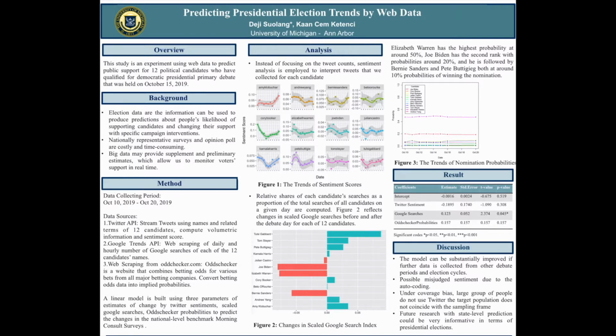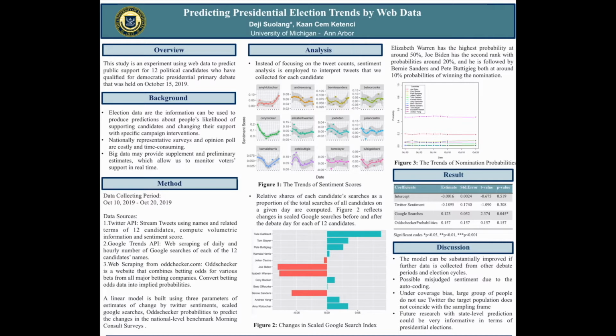As shown in the method section, we use three primary data sources for our study, and they were all obtained through R programming. The first one, the Twitter API: we focus on the tweets that discuss the 12 candidates who qualified for the debates. We use their first name, last name, full name, and campaign slogans as our keywords and use the API to capture and download all the related tweets for an 11-day period.